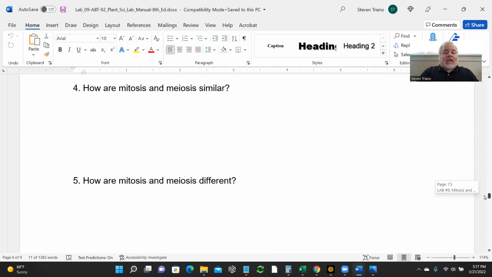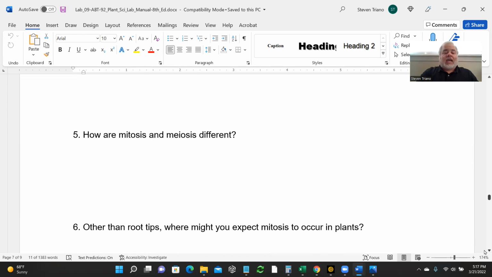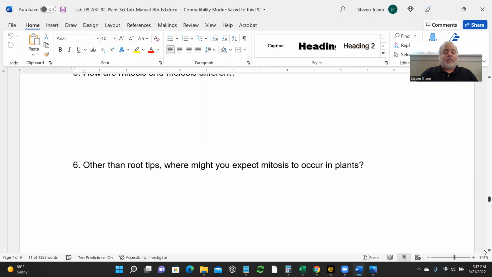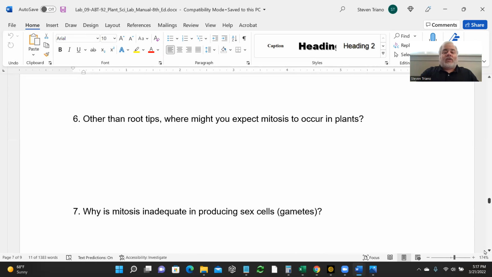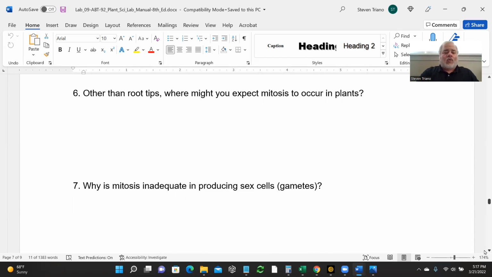And how are mitosis and meiosis similar? How are they different? This was a question we got into. What are the two main differences? The two biggies from lecture. Please look at the lecture on mitosis and meiosis. Other than root tips, where might you expect mitosis to occur in plants? Again, there's lots of examples that you could use. Give me a few.